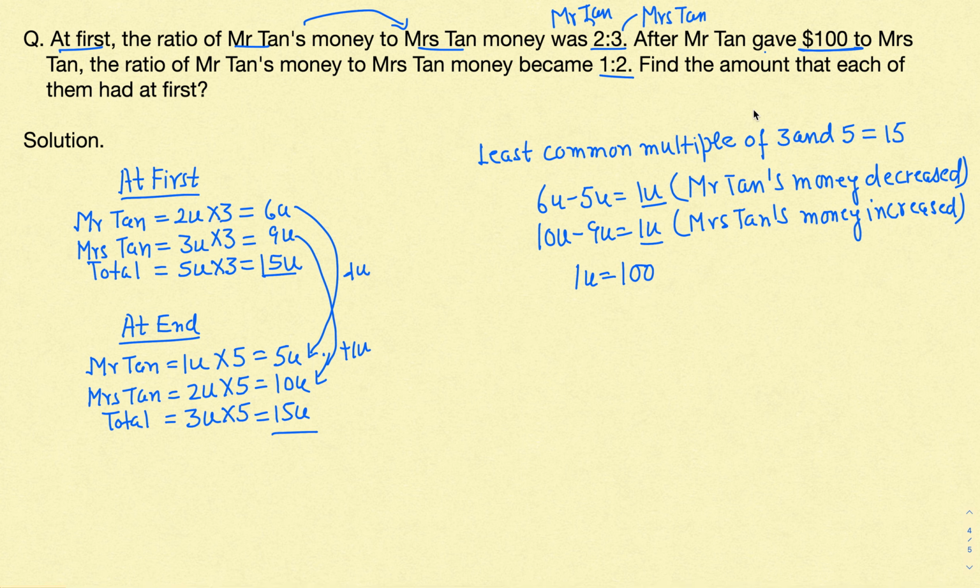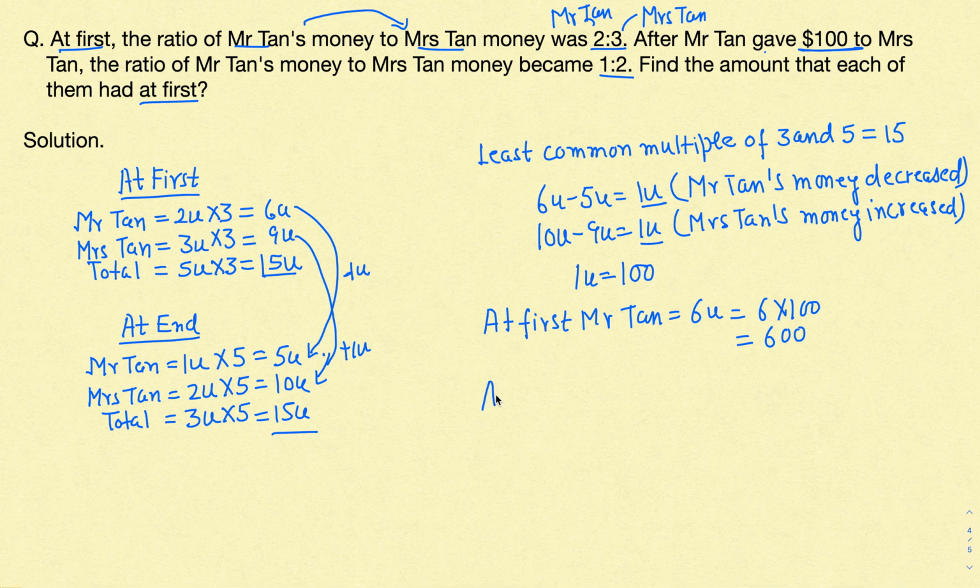Now let's read what's the final question. Find the amount that each of them had at first. Okay, at first is important. So see here, Mr. Tan was having 6 units at first. So we can say, at first Mr. Tan was having how many units? He was having 6 units. That is equal to 6 times 100. That will give you 600. So Mr. Tan was having $600 at first.